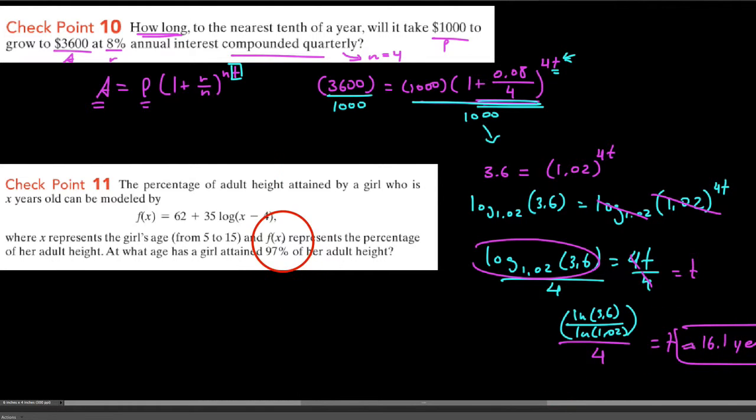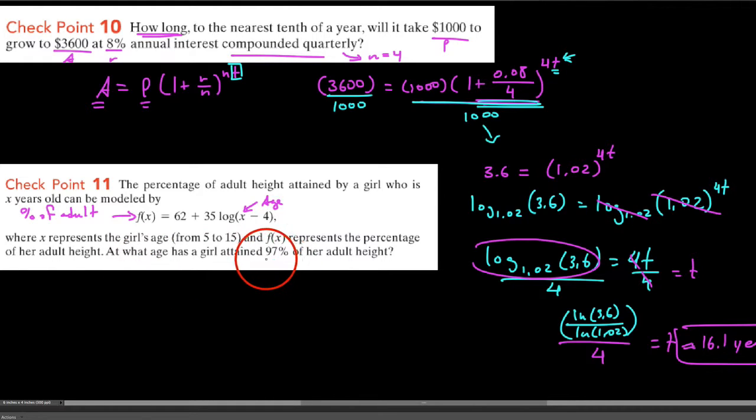Okay, so in this last example, it says the percentage of adult height attained by a girl who is x years old can be modeled by this, where x is the girl's age from 5 to 15. So we'd say that our model is age from 5 to 15, and f of x represents the percentage of her adult height, the percent of the adult height that she'll have at that particular age. It says, at what age has the girl attained 97% of her adult height?